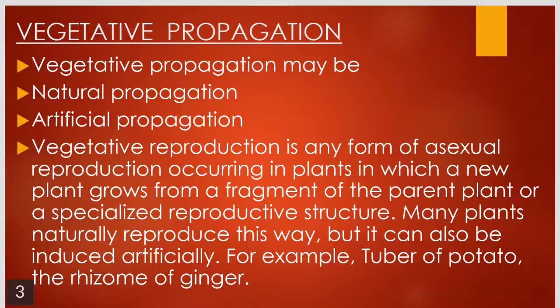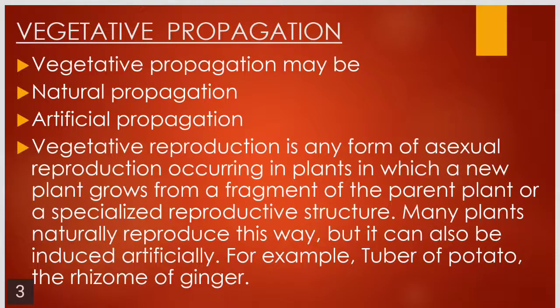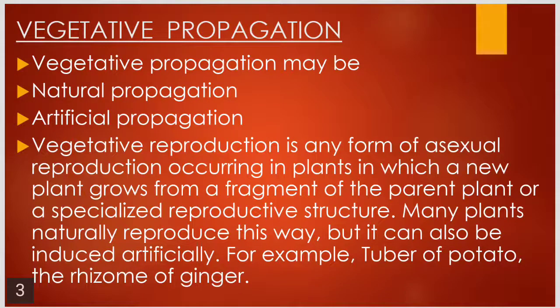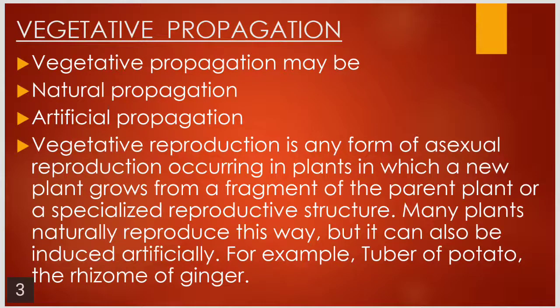Vegetative reproduction is any form of asexual reproduction occurring in plants in which a new plant grows from a fragment of the parent plant or a specialized reproductive structure. Many plants naturally reproduce this way, but it can also be induced artificially. For example, tuber of potato, rhizome of ginger, and there are many others that we are going to discuss now.